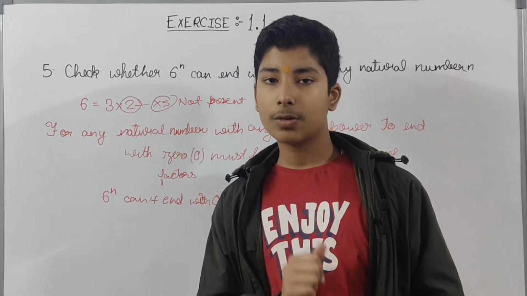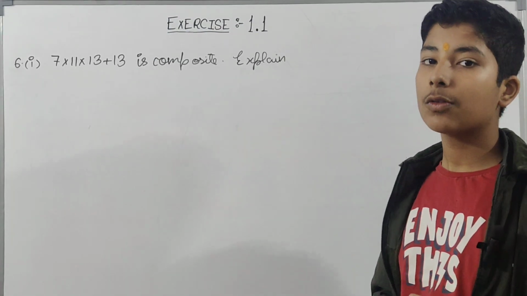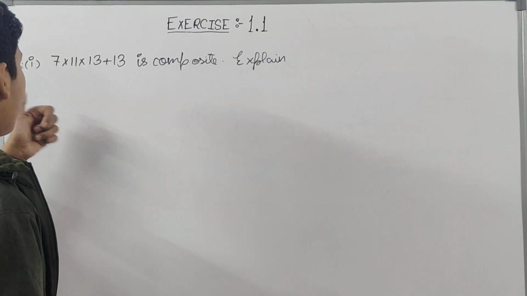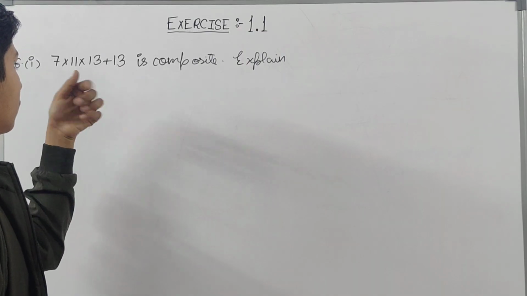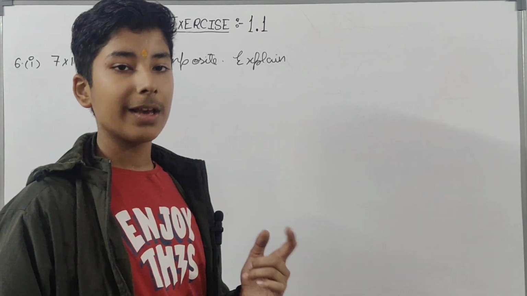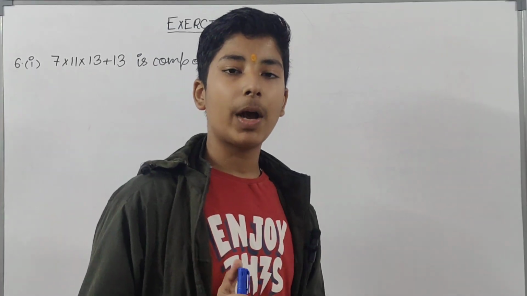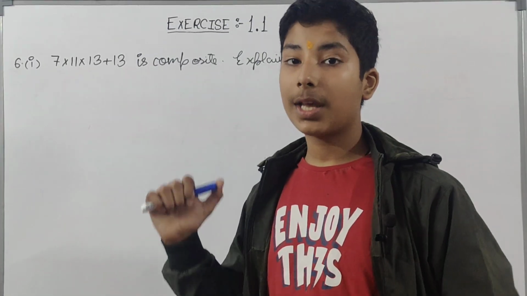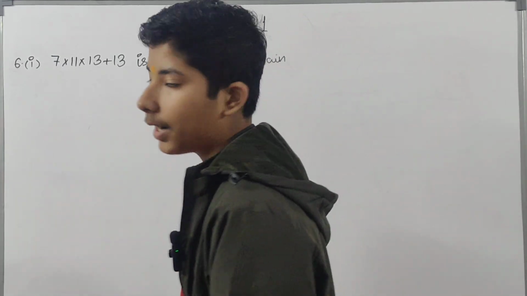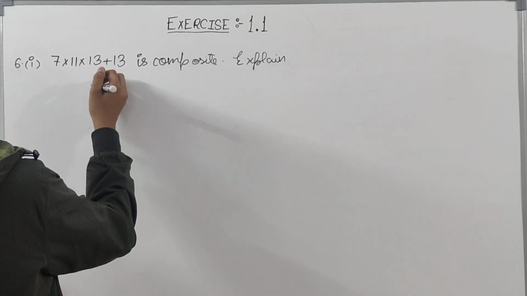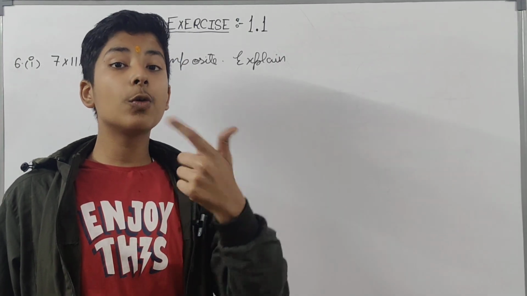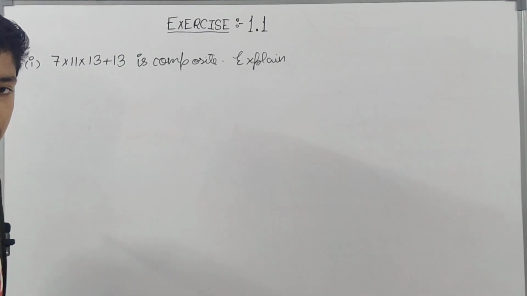Now we'll come to our sixth question. Before solving this question, I want to tell you that it has two parts. In the first part, we have to explain that 7 into 11 into 13 plus 13 is composite. In the second part, there is a similar type of question. But in this slide, I can solve only one part. So let's solve. See, composite numbers are numbers which have more than two prime factors.